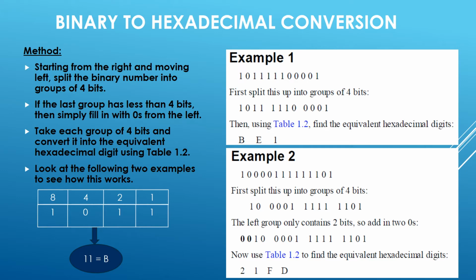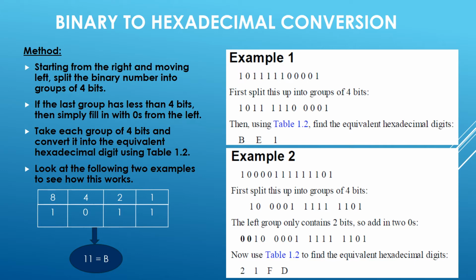So here we are given the 2 examples. Example number 1, in which the binary number is given. First, we will split up this number into groups of 4 bits, and we'll start from the extreme right side. So we have formed 3 groups here, and luckily all the groups are fully filled with digits, so they are not less than 4 digits.